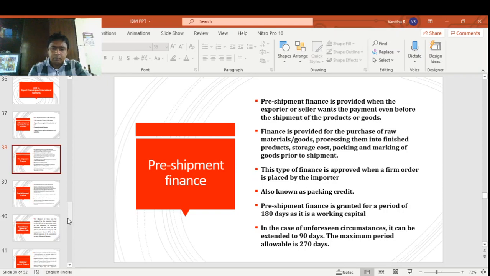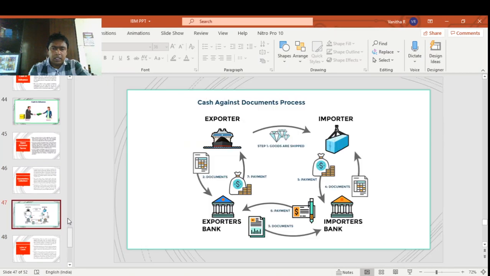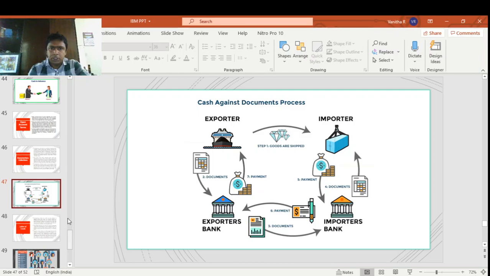So once we've seen this, let us look at this picture so that you will have an idea or a concept of how it works. First thing is you have an exporter and an importer. The exporter is also called a seller, and the importer is also known as a buyer or somebody who purchases your products or your goods. So the exporter wants to sell it to the importer.